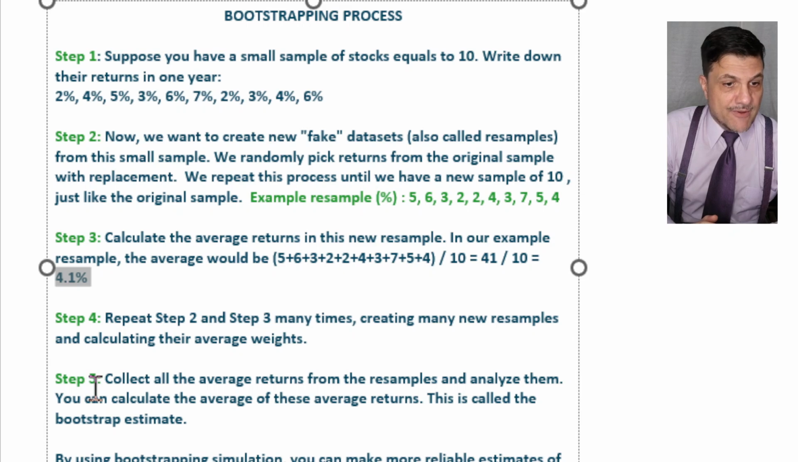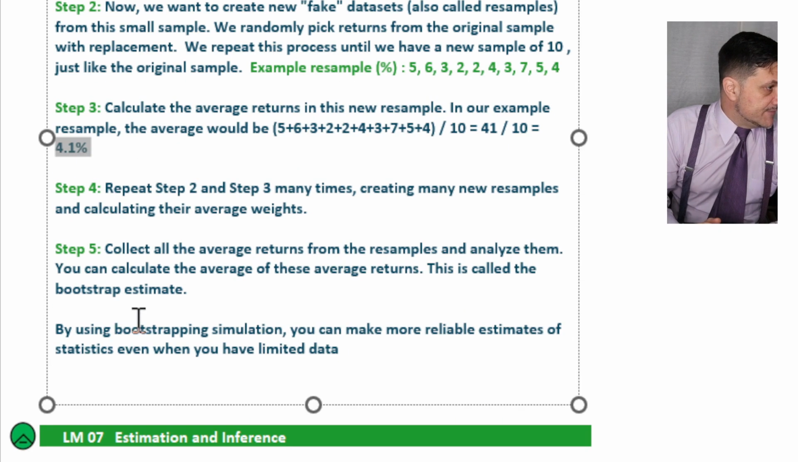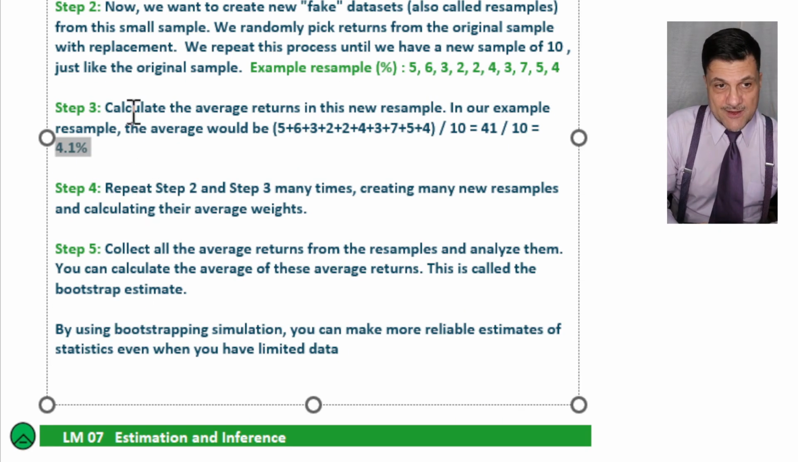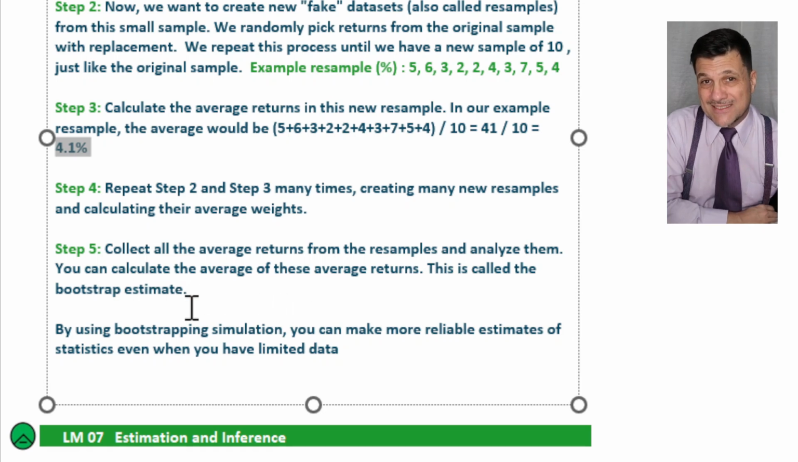And then you have step number 5, collect. Because in step 4, you're going to repeat steps 2 and 3. In step 5, you're going to collect all the average returns from those resamples, right? You can calculate the average of all of them, and that's what you call the bootstrap estimate, the average, how much you expected.